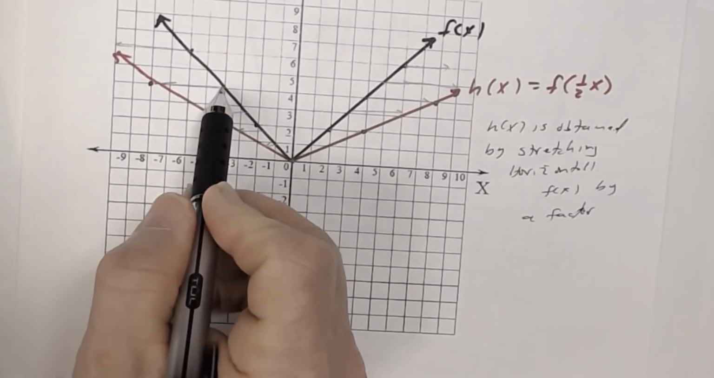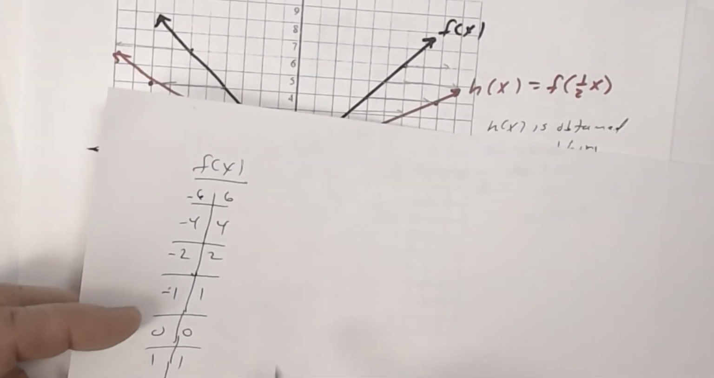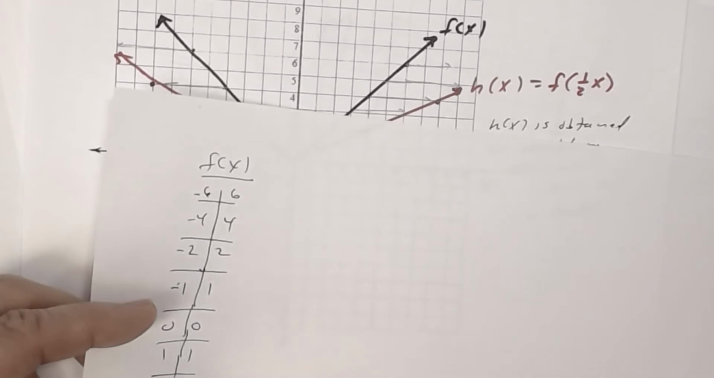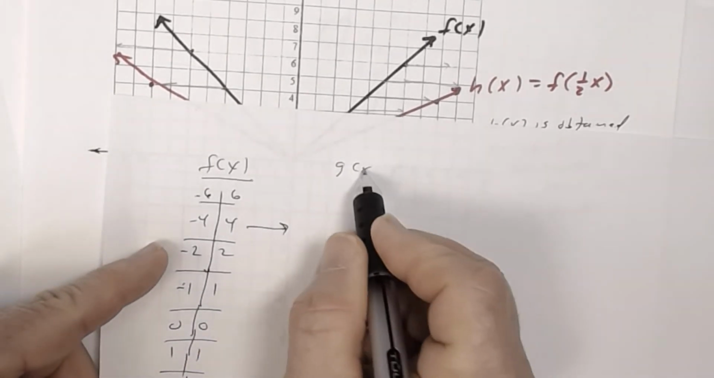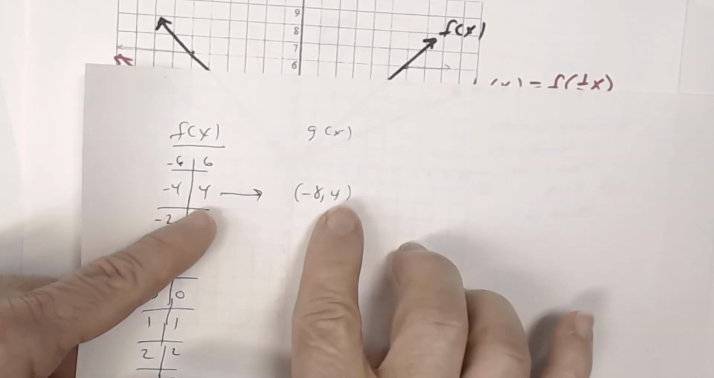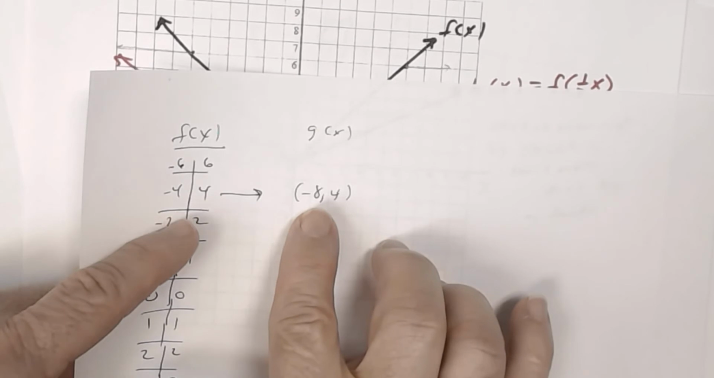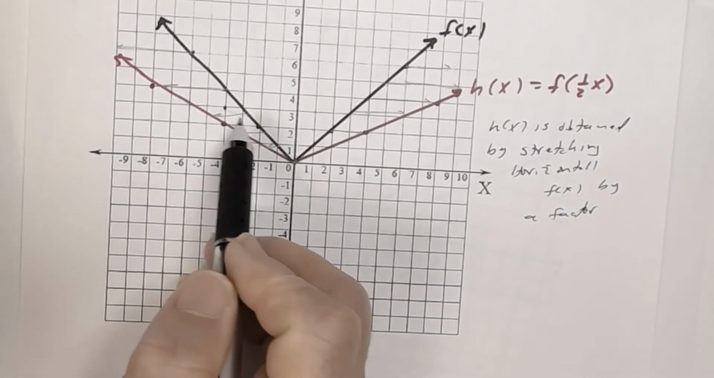So what that means is that this point here, negative 4, 4, transformed to the point negative 8, 4. Now remember in the previous discussion, the y values stay the same. What changed? The x value. And notice the x values are getting bigger, right? So that's the idea of that stretch. My x values are getting bigger by a certain factor.